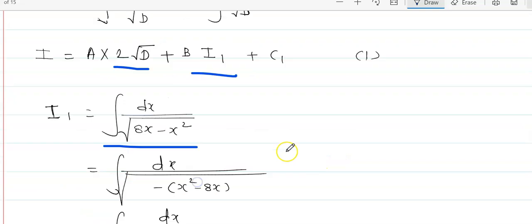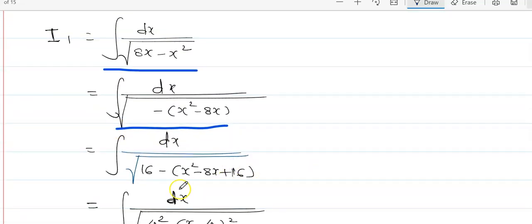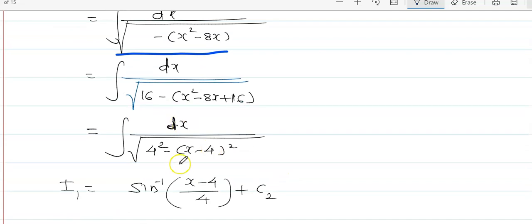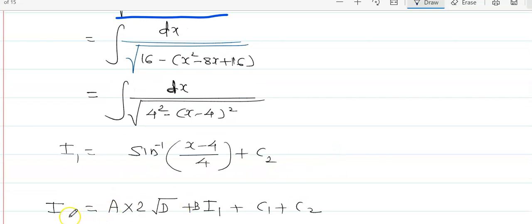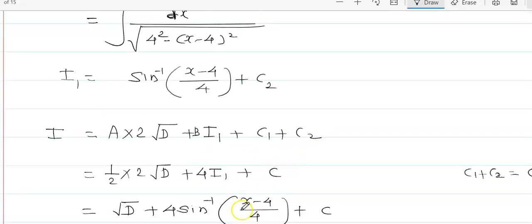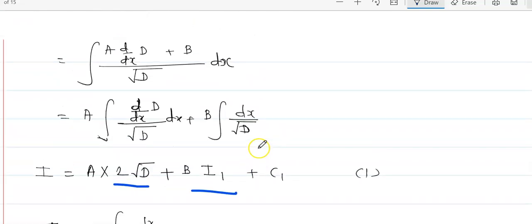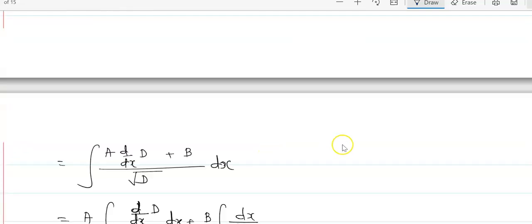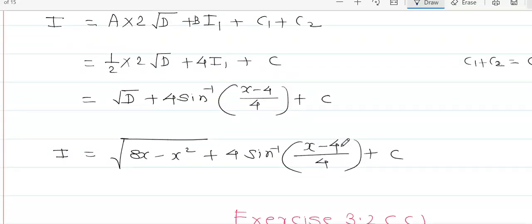Then we find the integration, take the minus sign common, and inside we get minus 16 plus 16 minus 4 x in a bracket square. Which form do we get here? We get the form of sine inverse. Therefore I is equal to a into 2 root of d plus b into I1, the value of b, and c1 plus c2. But what is the value of b? b is 4 here, we have calculated that. Therefore you can get the value of b plus c, and this is the final answer.